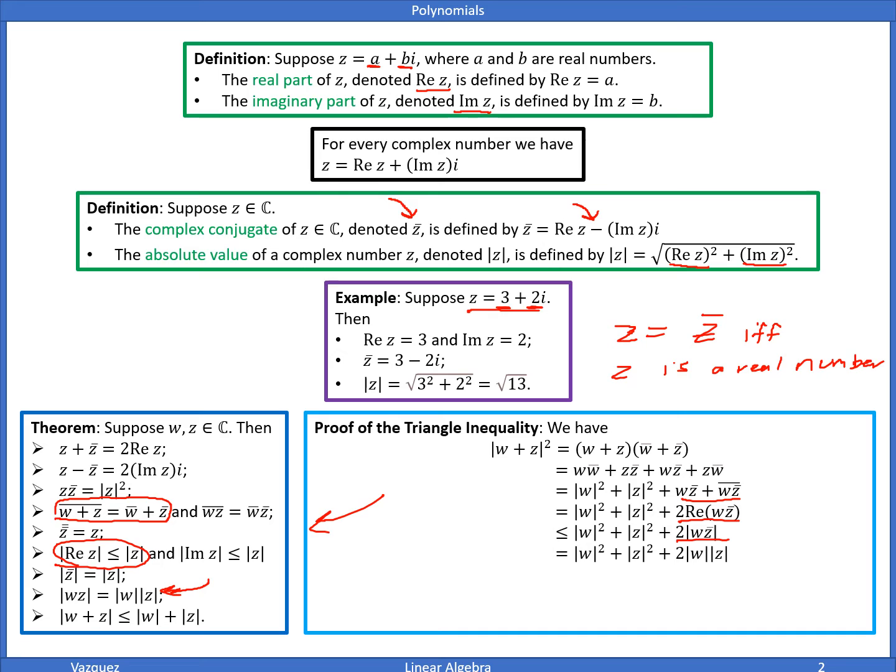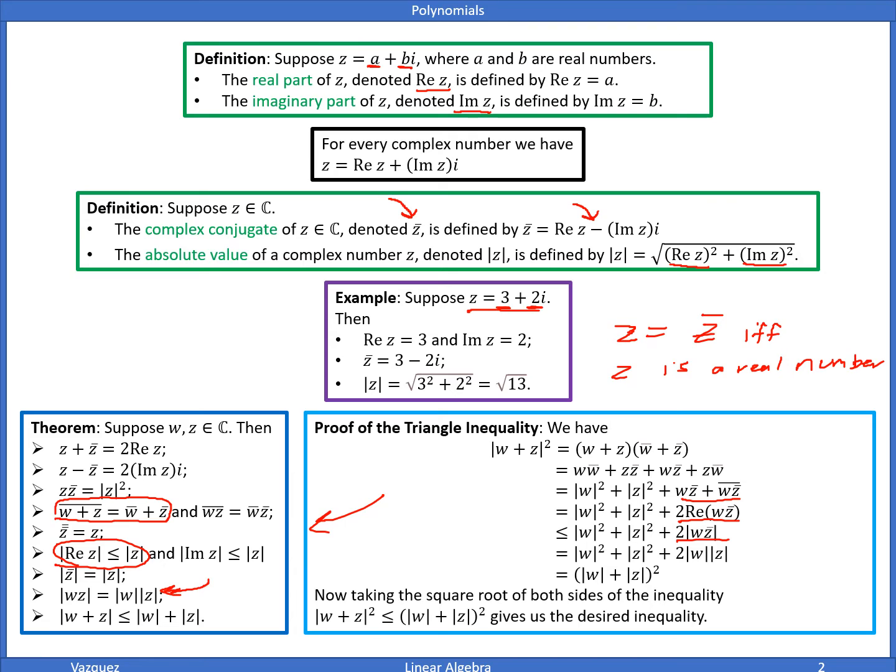Again, just using our properties, which is equal to, now we're just using our properties. And finally, we get that this is equal to the absolute value of w plus the absolute value of z, squared. And now we can just take the square root of both sides and it gives us our theorem. Our theorem holds, our triangle inequality. So that's nice. Very important property.